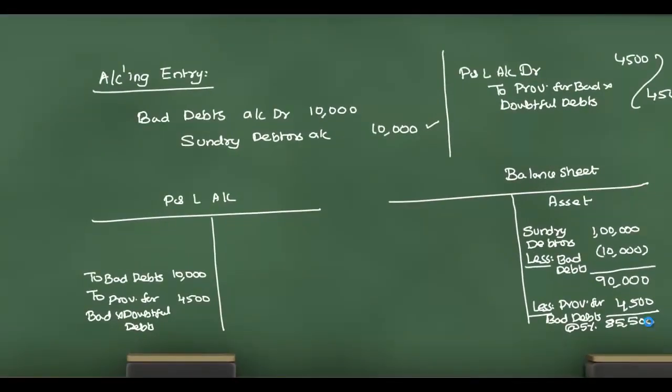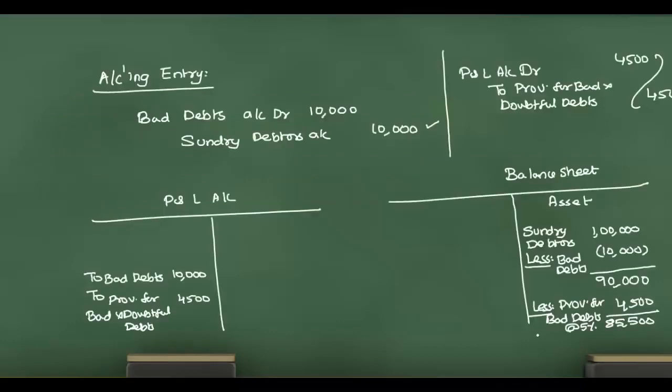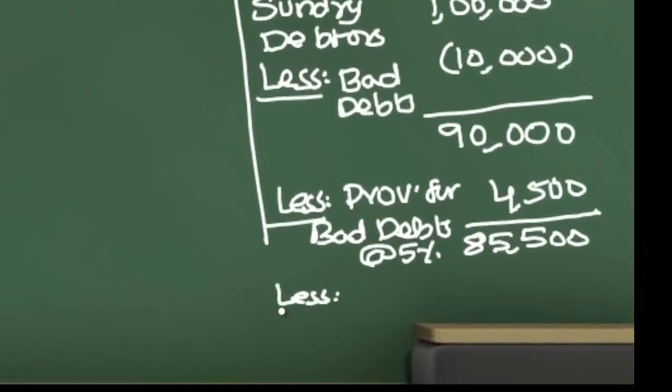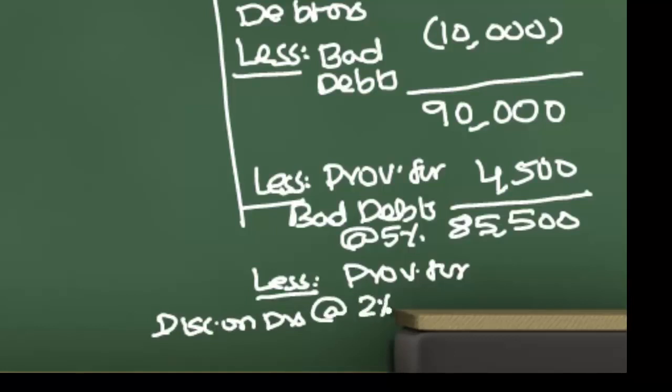Now the company says, since they are good debtors, they may pay in advance. So we have to give them discount when they pay in advance. How many are going to pay in advance? At least 2% are going to pay in advance. So we have to provide them discount. So provide 2% provision for discount on debtors. So we'll write less: provision for discount on debtors at 2%.